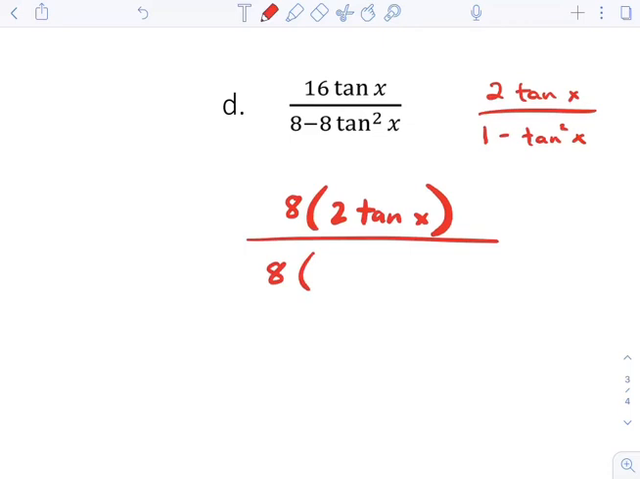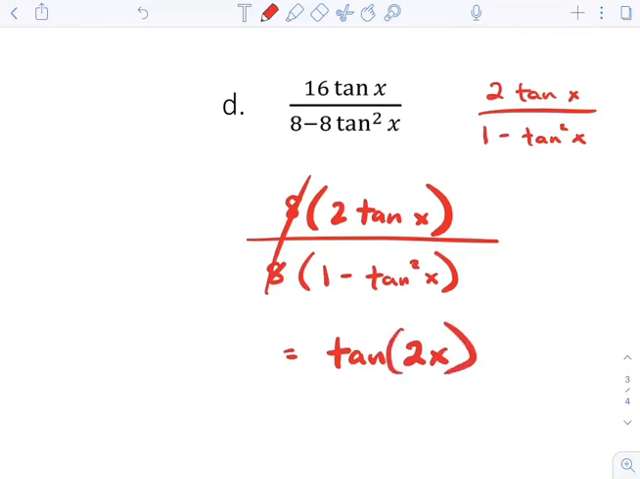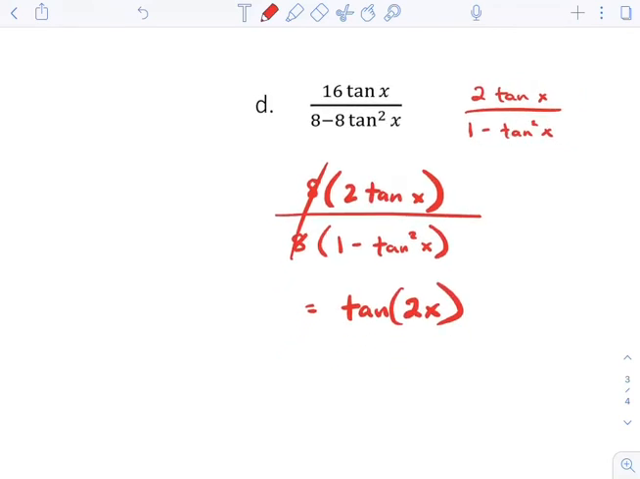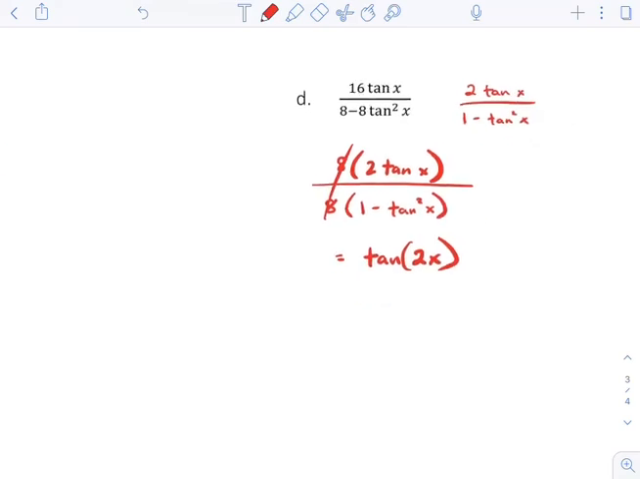If I factor out 8 from the bottom, I'm going to have 1 minus tan squared x. What's going to happen is these 8s are going to cancel out. It just leaves me with the original double angle formula for tan. The angle in this case is x, so it's 2x. Right? Or it could be theta, it could be any variable, really.